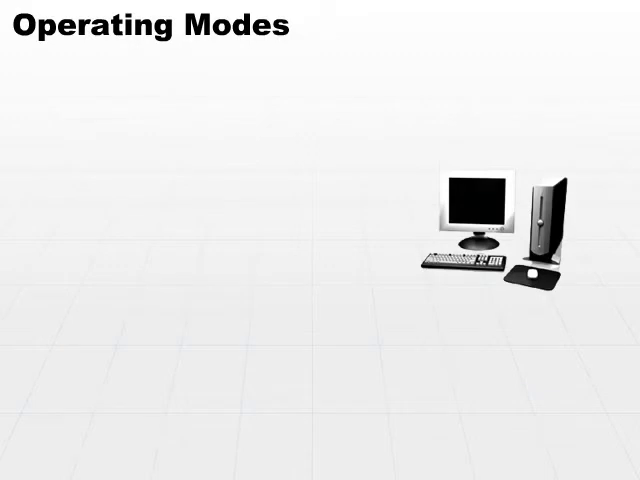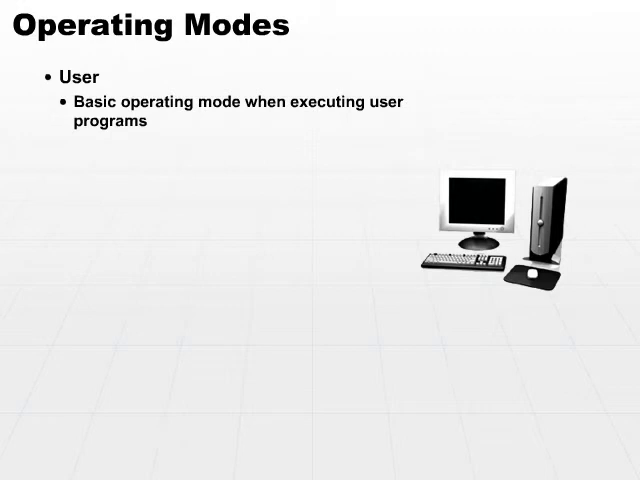Likewise, systems have different operating modes. Now, most commonly, systems will operate in one of a couple different modes. User mode is the basic operating mode when executing user programs. So you're just running your favorite word processor. Typically, you're going to be running in user mode.